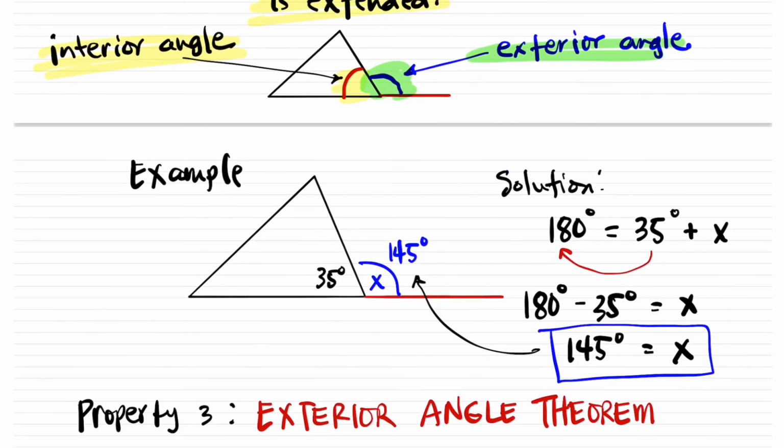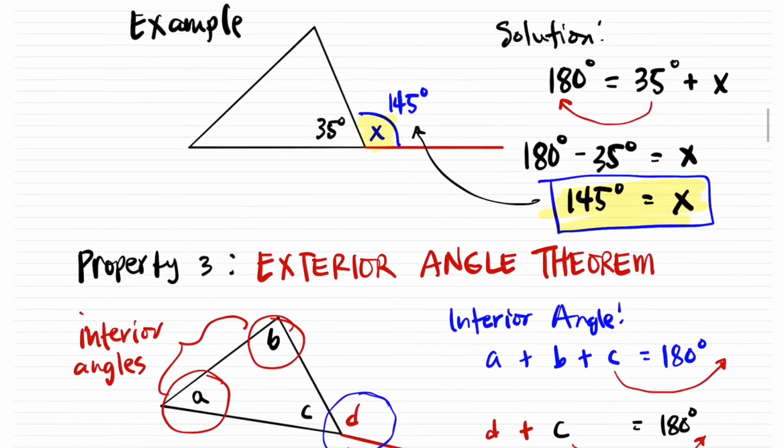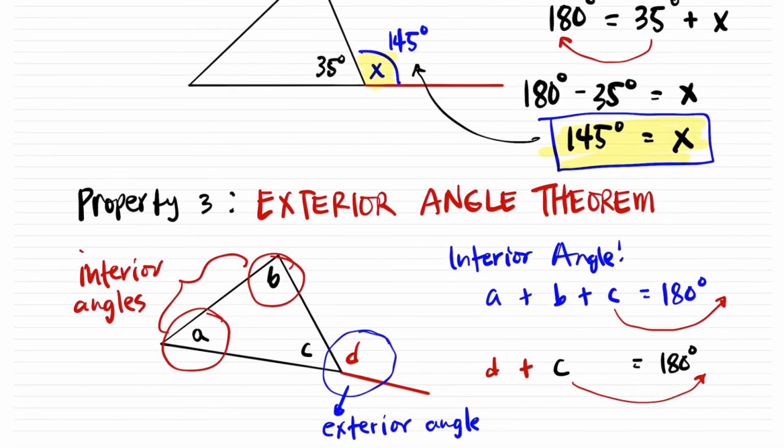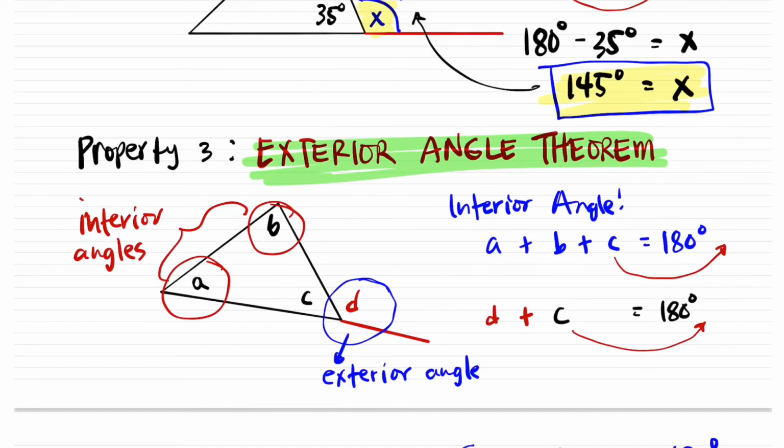Now we have an example here. We locate the value of x. So x is equal to 145, and it is algebraically done. Now property number 3, exterior angle theorem. Now what is the exterior angle theorem? The exterior angle theorem states that an exterior angle is equal to the sum of the opposite interior angles.